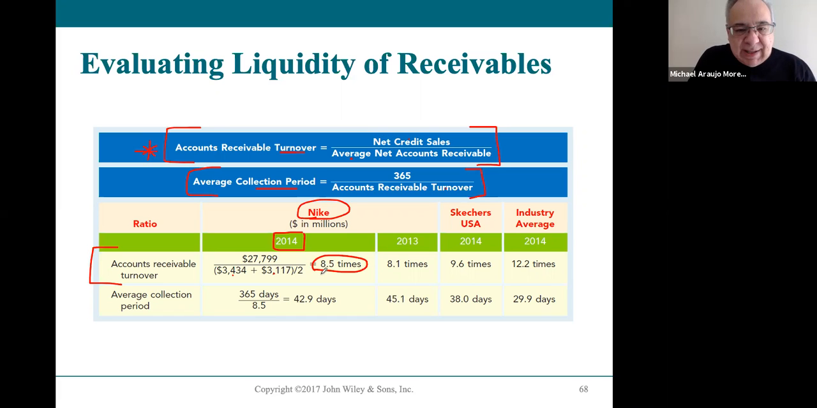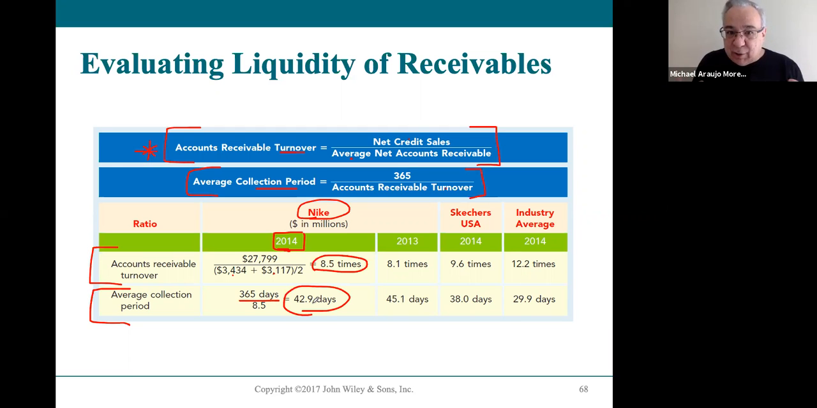8.5 is slower than average. How slow? Well, put the 8.5 underneath 365, and it'll tell you that Nike in 2014 was waiting almost 43 days to collect an accounts receivable. Now, that's not good because we want to wait no more than 30 days.